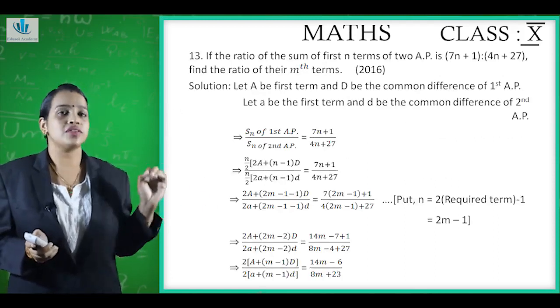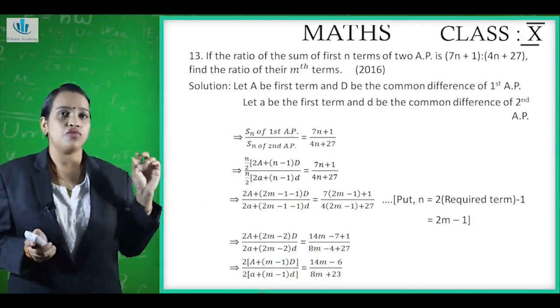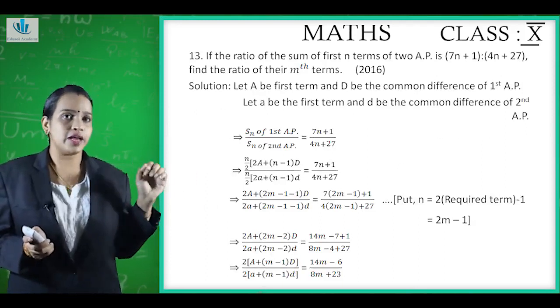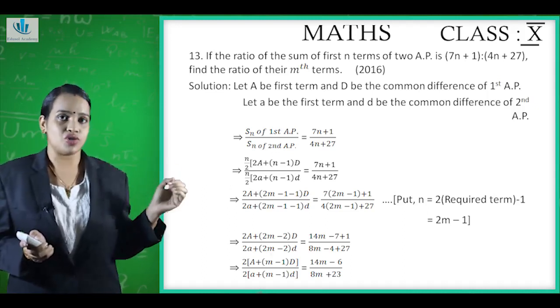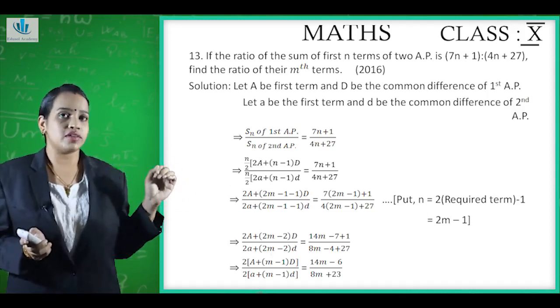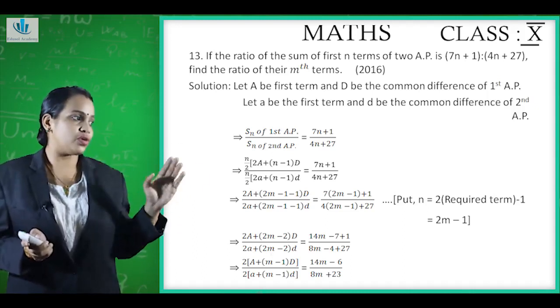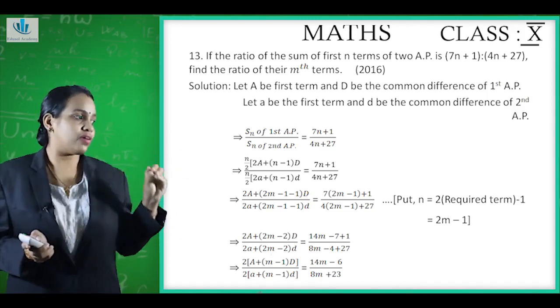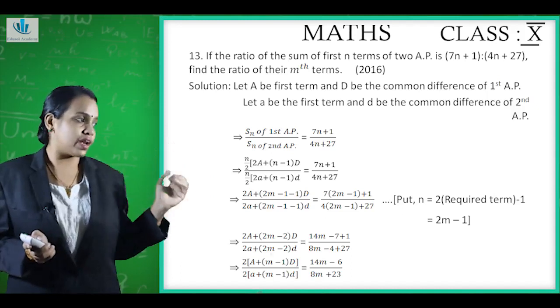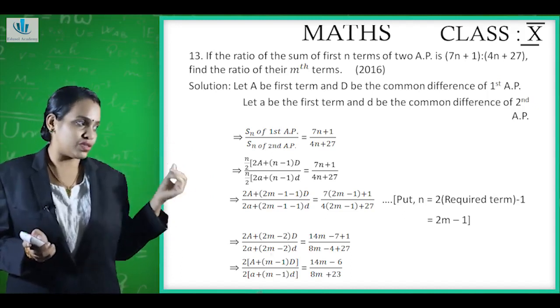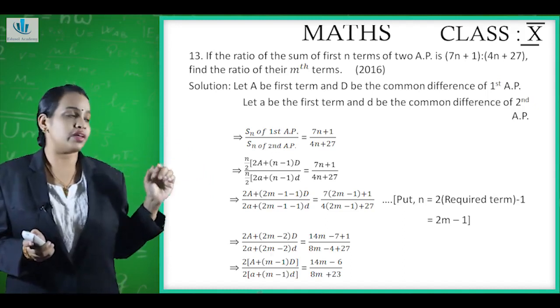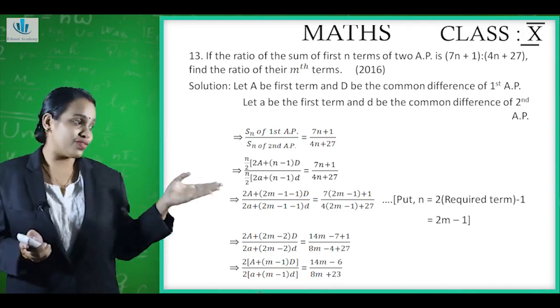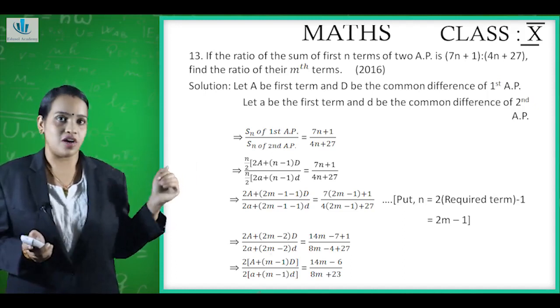If the ratio of the sum of first n terms of 2 APs is 7n plus 1 is to 4n plus 27, find the ratio of their mth terms. Now it is given that for the first n terms, we don't know the last term, so it is said that the sum of first n terms is in the ratio 7n plus 1 is to 4n plus 27. Now we have to find the ratio of the mth term. This question has appeared in the year 2016.